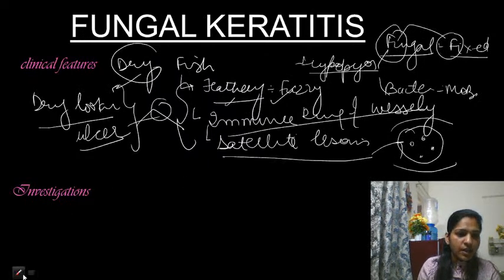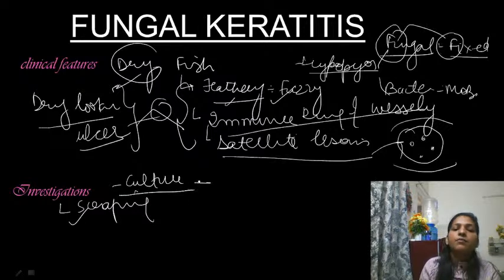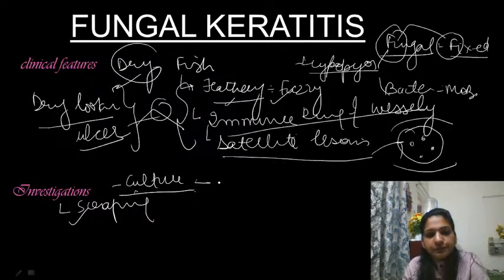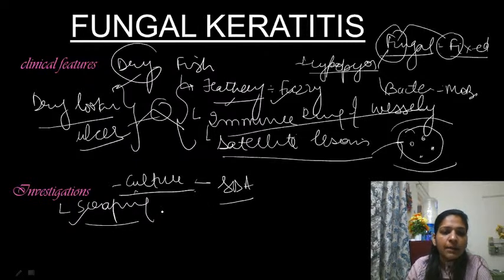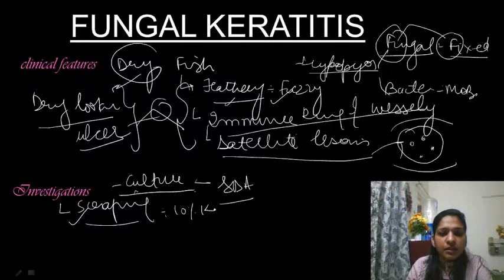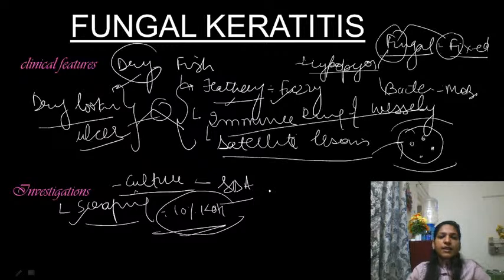Now the investigations. Scraping I have already told you. Culture: you have to tell me, in what do we culture fungal keratitis? Sabouraud dextrose agar. Scraping we can do in 10% KOH. Now you have to tell me the names of other investigations that can be used in fungal keratitis.